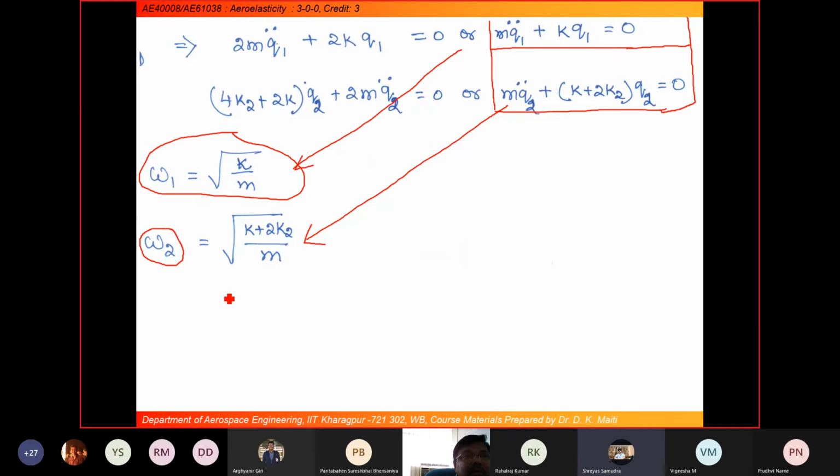Can you give an example of a situation where the mass matrix is coupled? Actually, I cannot give an example here, because whatever mass matrix we are considering here is a lumped mass. When you calculate the stiffness and mass matrix with respect to finite element formulation, that will come as integration over volume.